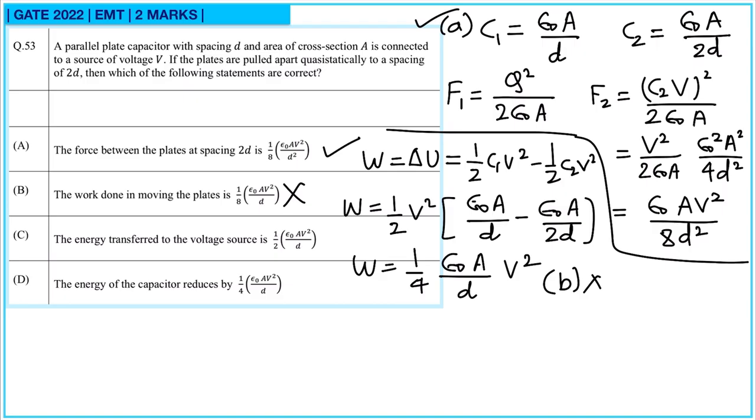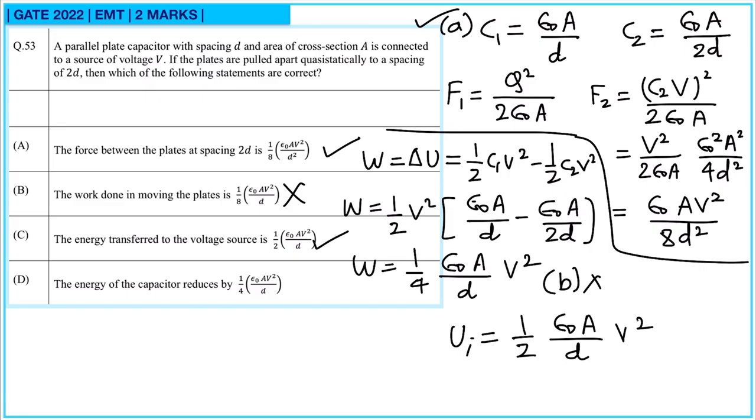Then for C, energy transferred to the voltage source. Now if the plates are pulled apart quasi-statically, that means the entire energy of the capacitor becomes available to be transferred to the voltage source. So complete energy will be transferred to it and initial energy Ui is equal to half into C V square, so epsilon naught A by D into V square. So this entire energy can be transferred. So option C is correct.